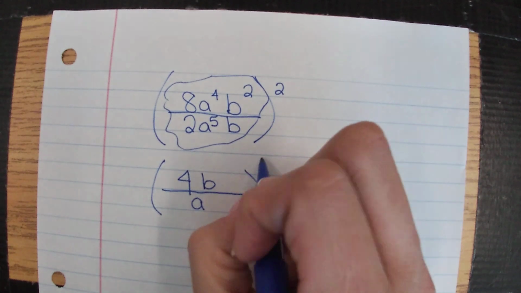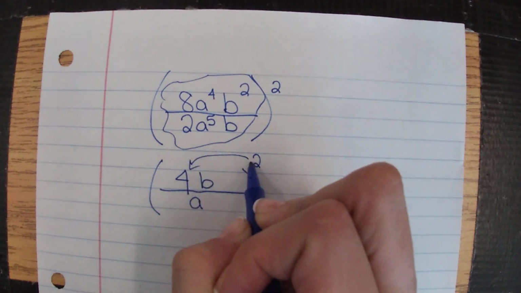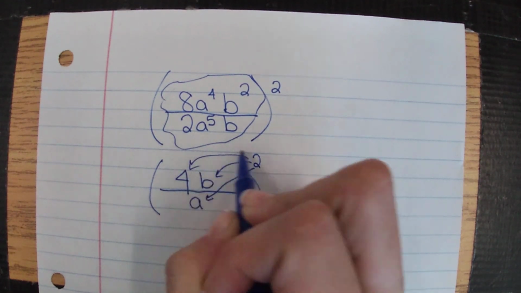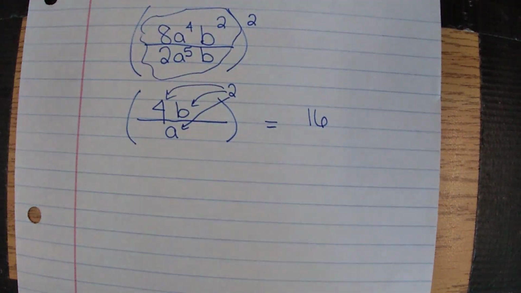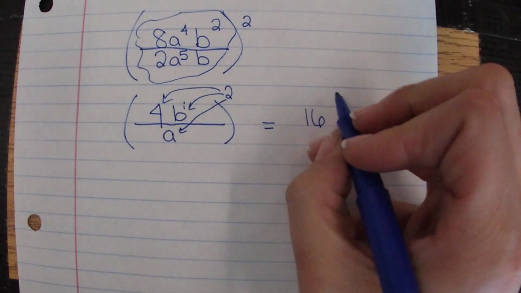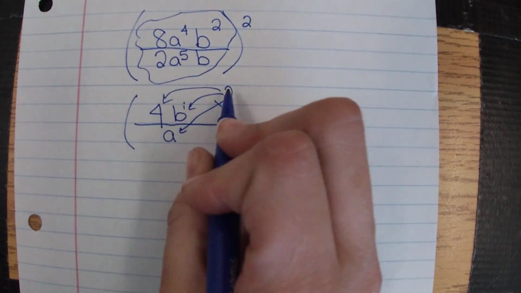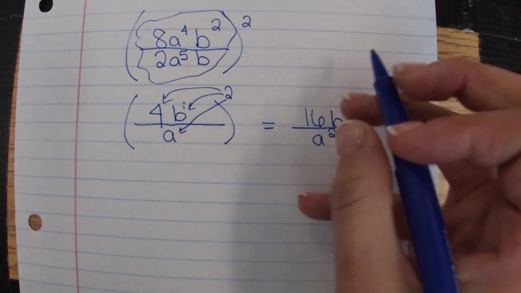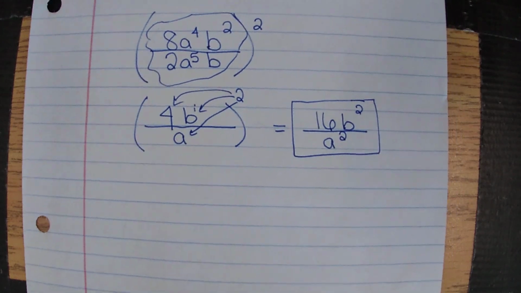Now, we still have this exponent of 2. Now we can deal with this exponent of 2, and we give that to each individual item. So 4 squared gives us 16. I mean, we multiply exponents here, but 1 times 2 is 2. Not too much to multiply there. Same thing here, right? 1 times 2 is 2. So our final answer is 16b squared all over a squared.